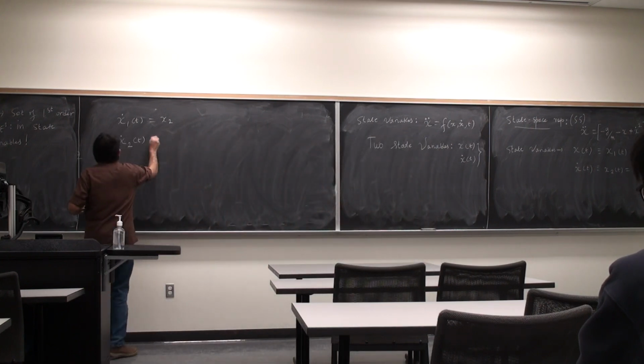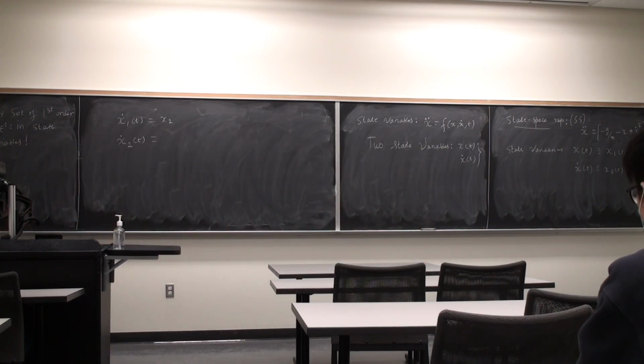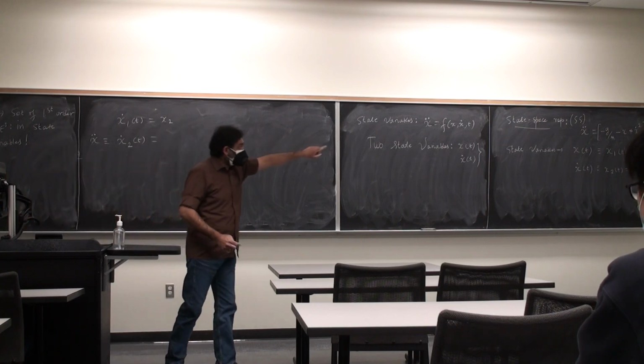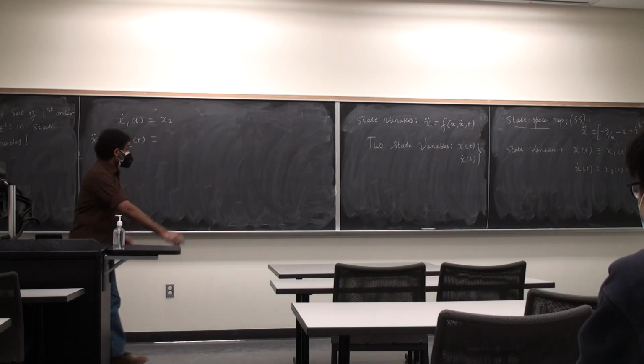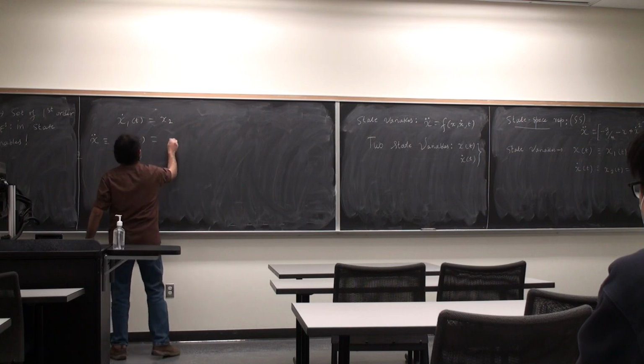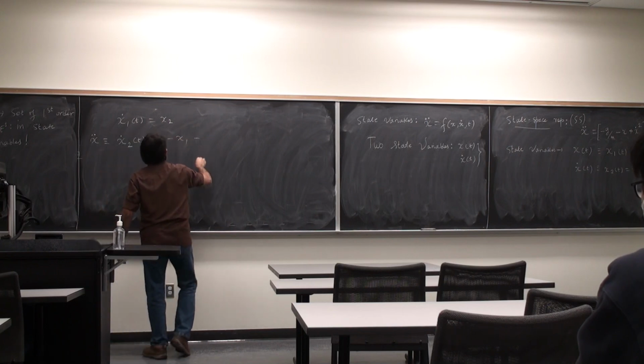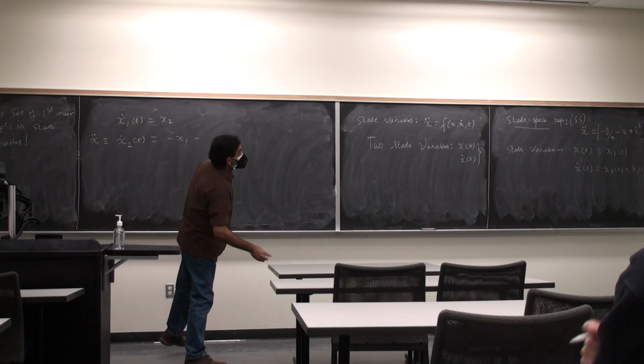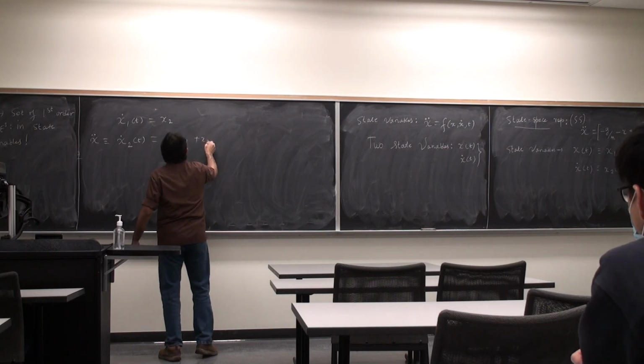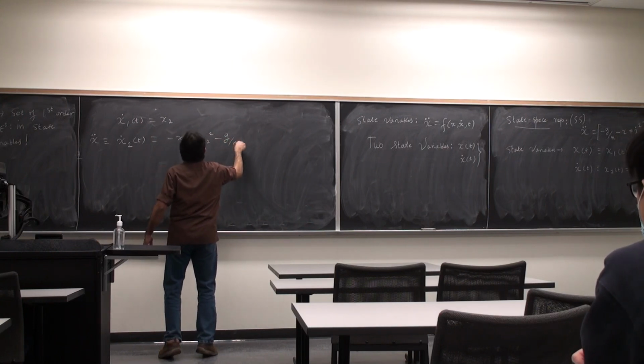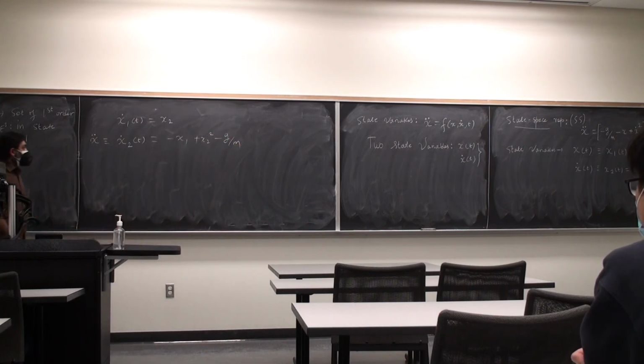x2 dot of t is nothing but x double dot, which is that creature there, which will now be written in terms of the x1 dot and x2 dot. So this is going to be minus x1 plus x2 squared minus g by m. This is a state space representation.